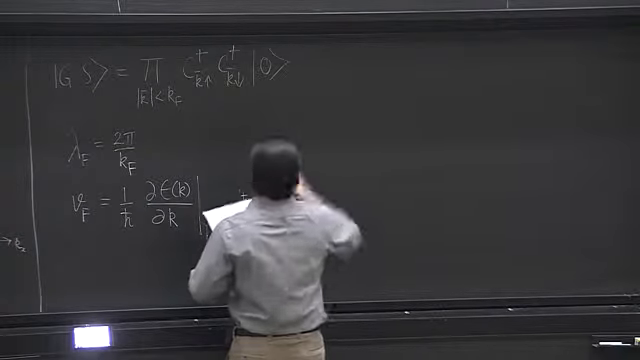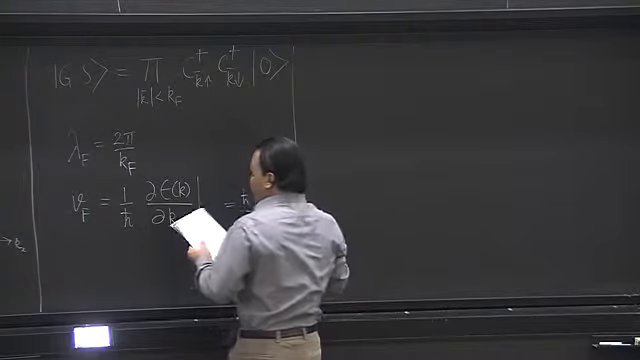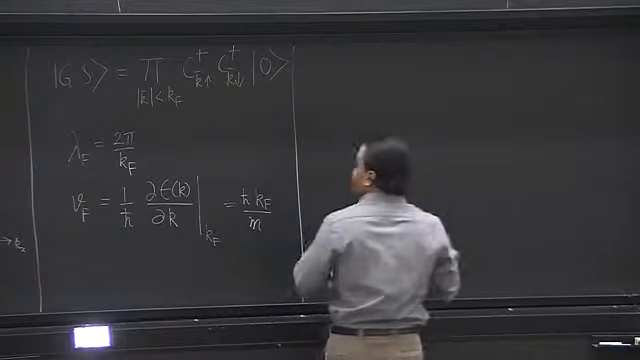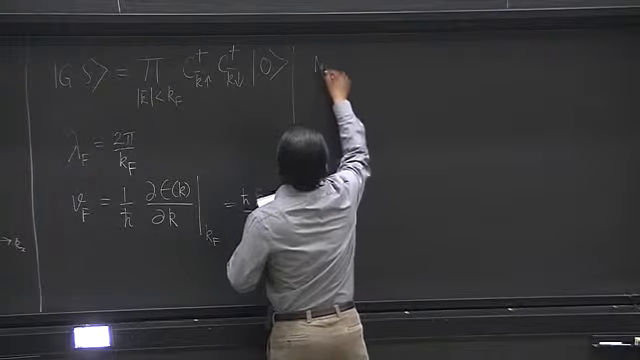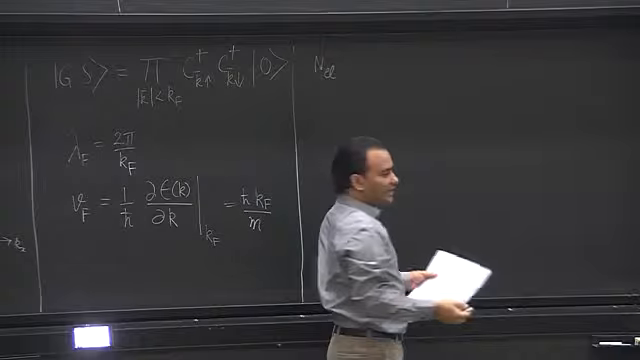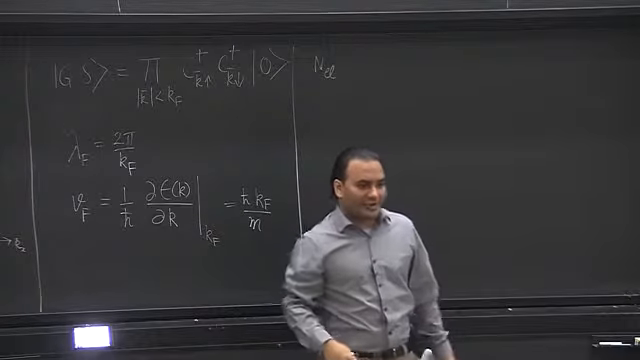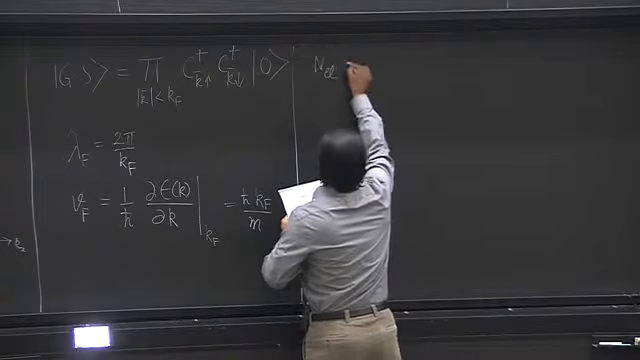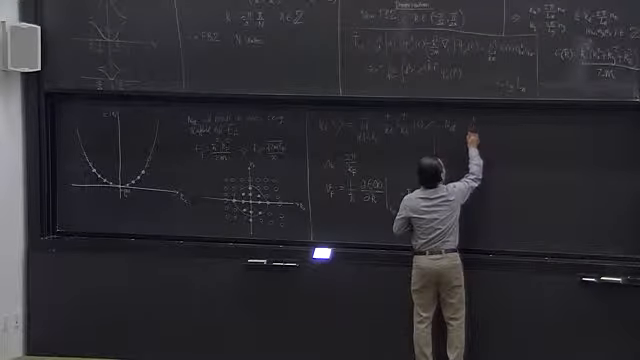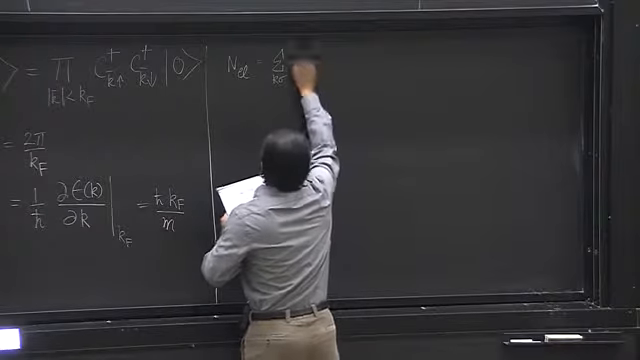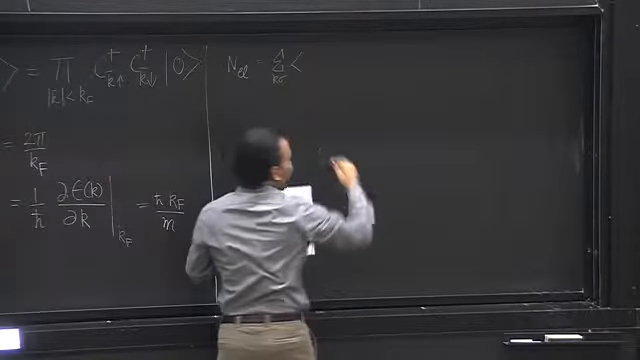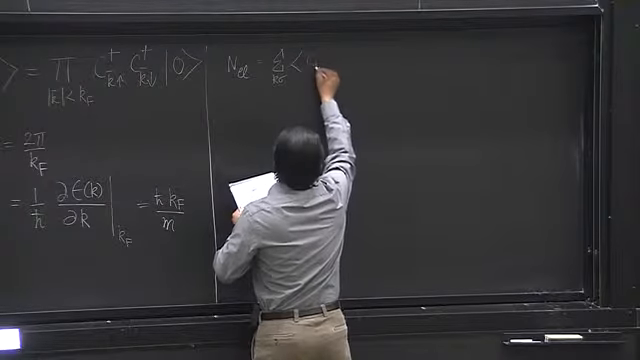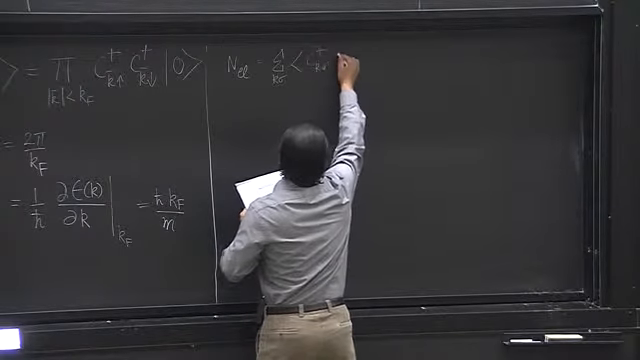Next, we want to calculate the Fermi energy as a function of electronic density. Now, what is electronic density? Electronic density is basically the total number of electrons divided by volume. How can we calculate the total number of electrons? We can calculate this quantity as a sum over k sigma. In the ground state, the number of electrons is basically the expectation value of the occupation operator.